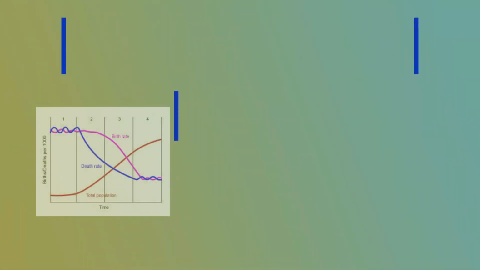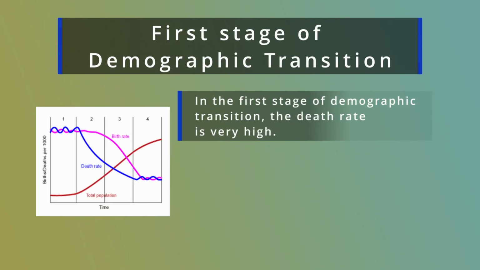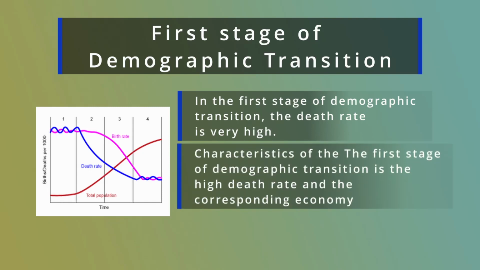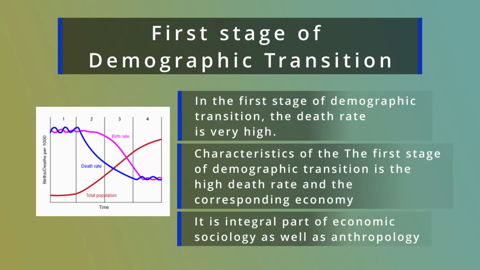So first stage, we are going to discuss the first stage. Now in the first stage of demographic transition, the death rate is very high. So characteristics of the first stage of demographic transition is the high death rate, and the corresponding economy. Since we are discussing economy, and I have already mentioned that it is integral part of economics, sociology as well as anthropology. But we will concentrate our discussion of the theory of demographic transition in terms of economics point of view, in terms of economic demographer. So according to them, the corresponding economy is a primitive one, that is agricultural based economy or agro based economy.